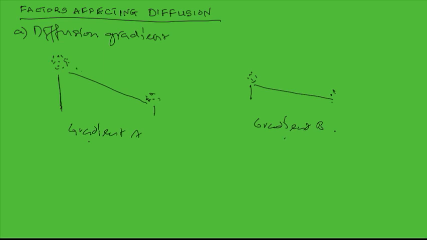Hence, particles will diffuse at a faster rate from, say, region A to B than from region C to D, because of the difference in the gradient. So the higher the gradient, that is the difference between the concentration at A and B and C and D, the faster the rate of diffusion. So in this particular case, particles will be moving at a faster rate from region A to B than from region C to D. The second factor that affects the rate of diffusion is temperature.